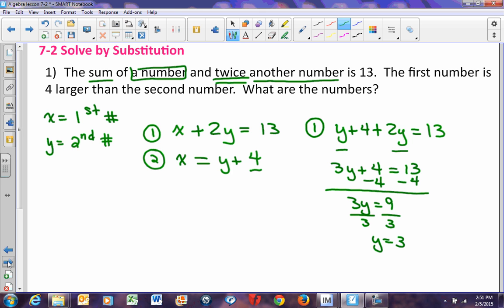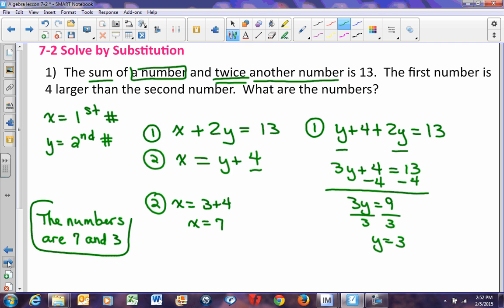Now that I know y equals 3, if I substitute that back into the second equation, x equals 3 plus 4, so x equals 7. Now, because this is a word problem, we're not going to answer it in a coordinate pair. You have to answer it in actual words. So what are my numbers? I'm going to list them in order. x is 7, and y is 3. So there's my numbers.